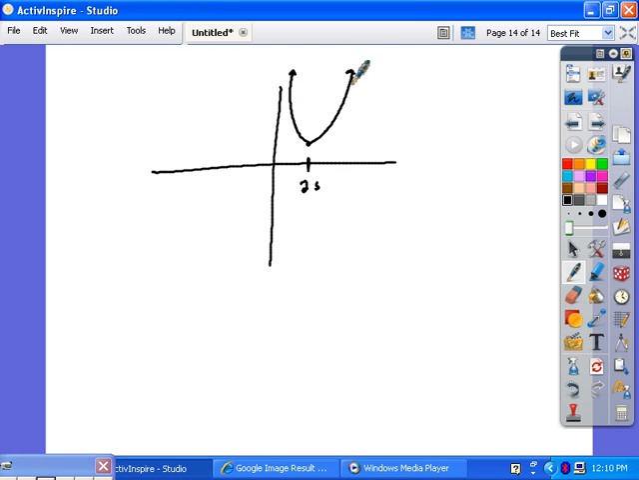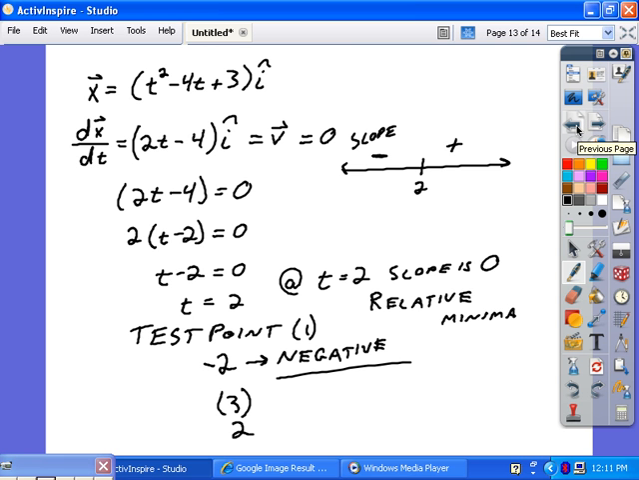Notice I've got a negative slope coming to it, a positive slope going away from it, and at this exact instance I have zero slope. Okay? Now, another interesting thing that we can do with this is determine what's called concavity.